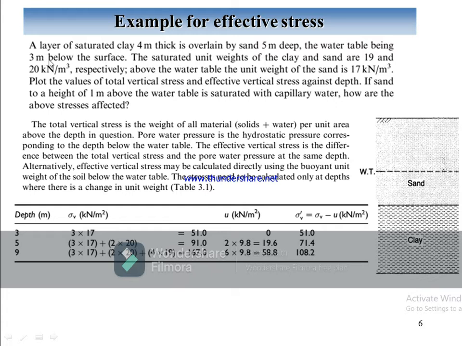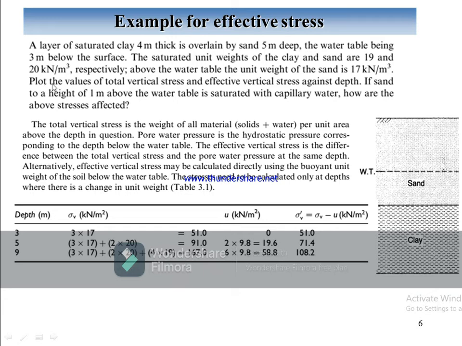So 3 meter below the top surface of the sand is the water table line, the position of the water table. The saturated unit weight of the clay and sand are 19 and 20 kilonewton per meter cube respectively. So above the water table, the unit weight of the sand is 17 kilonewton per meter cube. This is your gamma saturated for the sand, and this is gamma saturated for the clay, and this is gamma dry. The dry unit weight of sand is 17 kilonewton per meter cube.